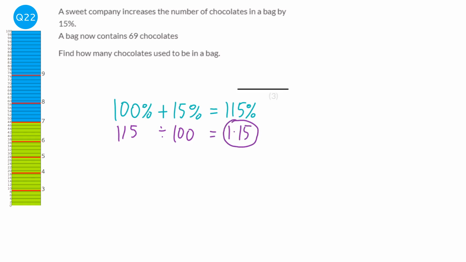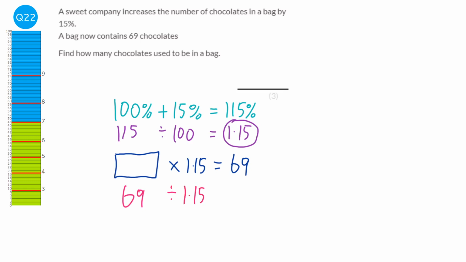Now, they used that multiplier on the original amount, and they times it by 1.15, and they got the answer of 69. But if we're working the other way to find out what they times by 1.15, we get that 69, and we divide it by the multiplier. So if we want to work out what the original number was, we divide it by the multiplier, and that gives us 60. So the answer will be 60.